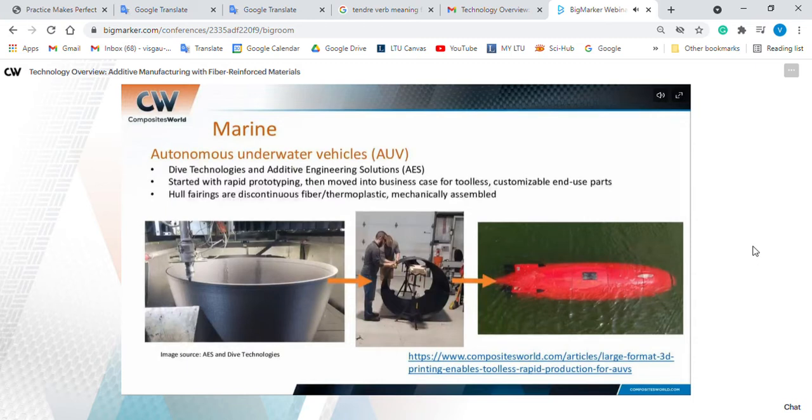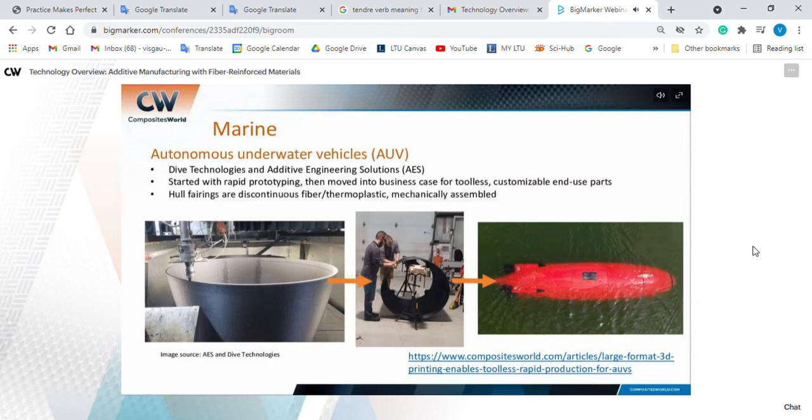One other quick example in marine is a pretty different one: AUVs, or autonomous underwater vehicles. They're very different from motorboats, but according to Dive Technologies, a startup in Massachusetts that came together a few years ago to rethink the AUV, the story is similar to motorboats, in that there's a large degree of customization between different customers. They're not typically making huge volumes of the exact same component.